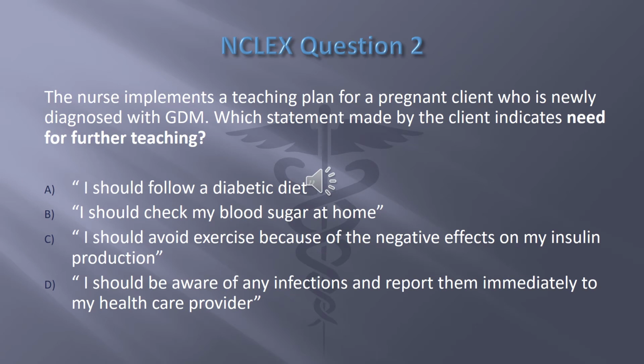NCLEX question number 2. The nurse implements a teaching plan for a pregnant client who is newly diagnosed with gestational diabetes. Which statement made by the client indicates a need for further teaching? A. I should follow a diabetic diet. B. I should check my blood sugar at home. C. I should avoid exercise because of the negative effects on my insulin production. Or D. I should be aware of any infections and report them immediately to my healthcare provider.